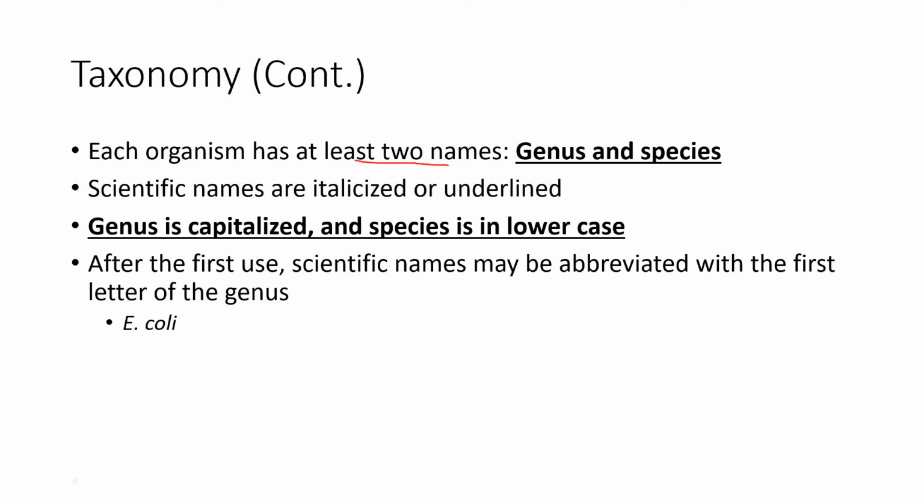Okay, the two names, genus and species, and I've already mentioned this. The genus is capitalized, the species is in lowercase. After the first use in an article you're writing, in a paper you're writing, you can abbreviate the genus, like E. coli, but you can with other genus and species, just to save space and time. People get tired of reading these long words.